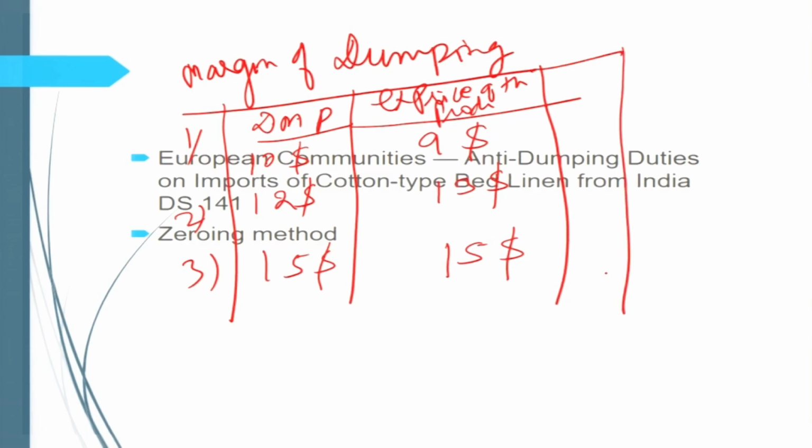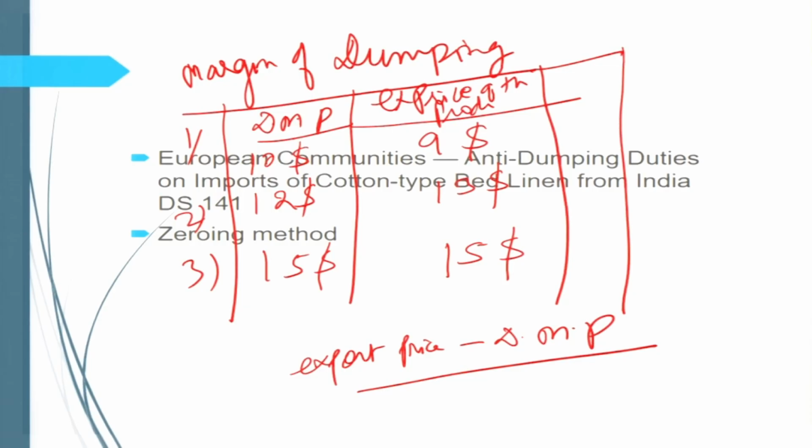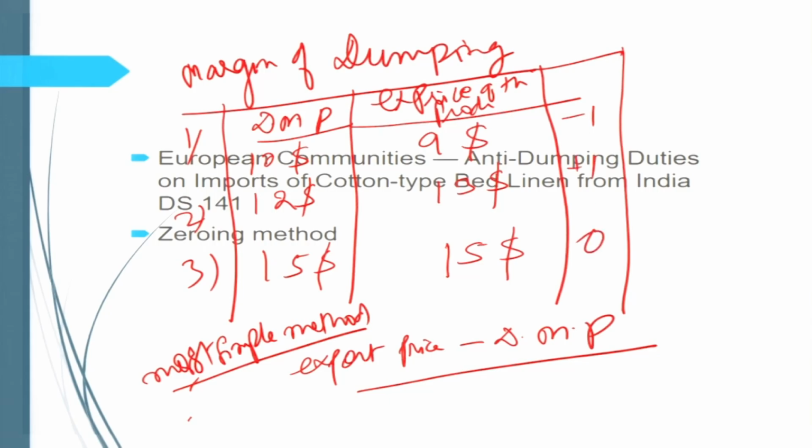So, how is it found? Export price minus domestic market price. That is a very simple method. There are other calculation methods also applied, but this is the simplest. Now, what will be the outcome here? We subtract 9 from 10, minus 1; here it is plus 1 and here it is 0. That is how we get the result.